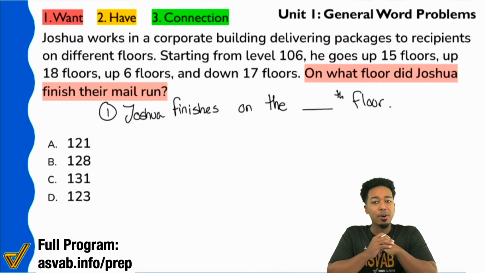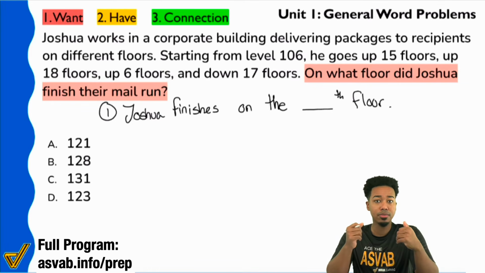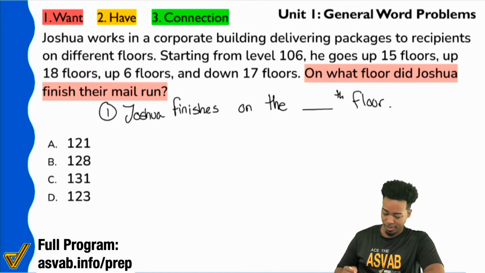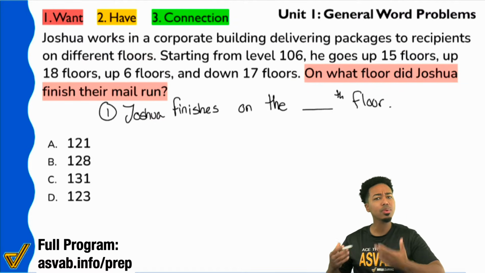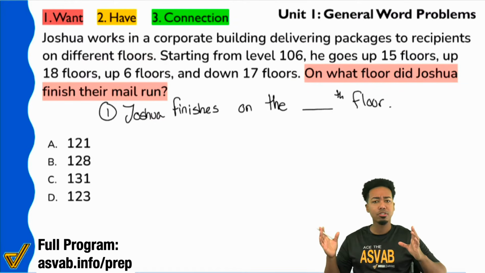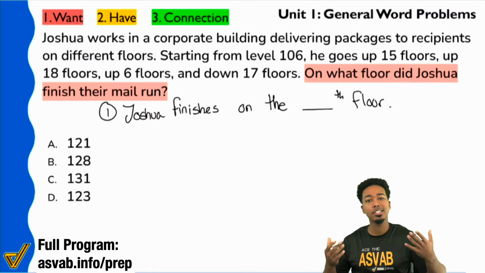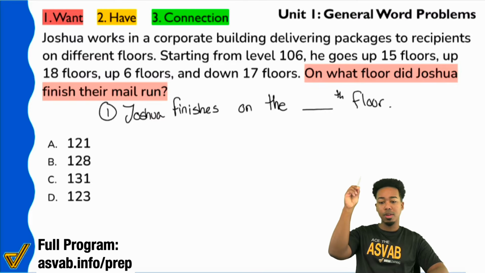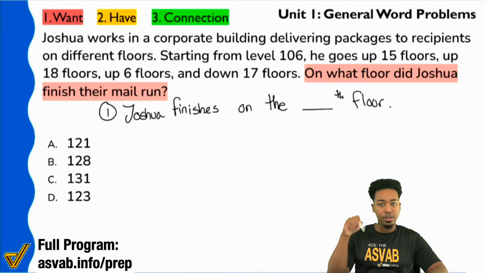So, here we go. First of all, again, we know what we want now. Now let's see the information that we have to make a proper connection. So let's read through. Let's read the story. So Joshua works in a corporate building delivering packages to recipients on different floors. I think we can imagine that. No numbers in that first sentence, but I think that helps us illustrate the idea. He can start on this floor, goes to this floor to make a mail run, a delivery, here, and so on.